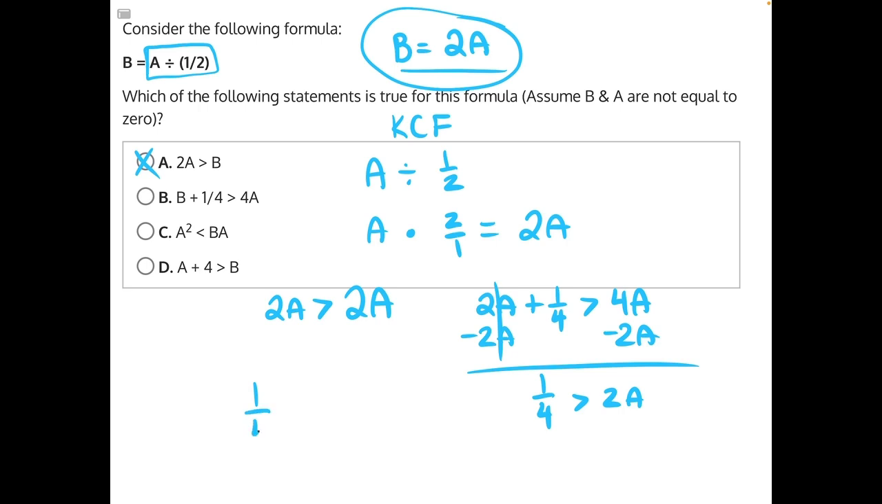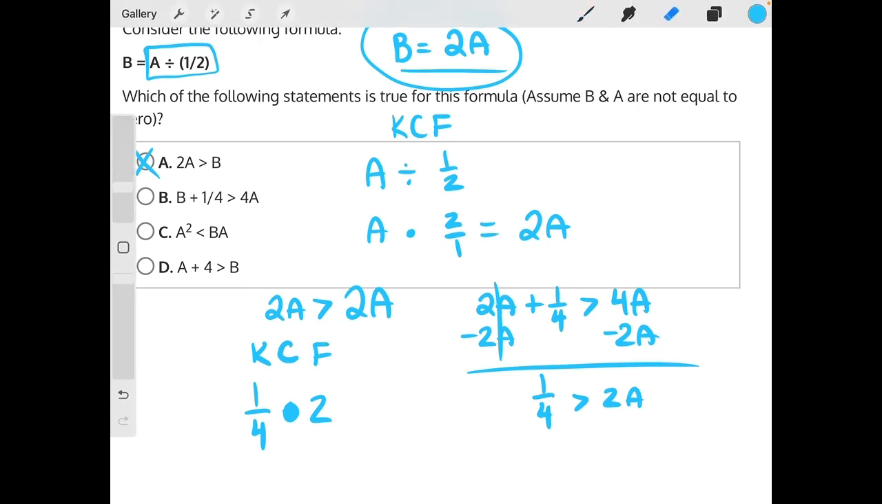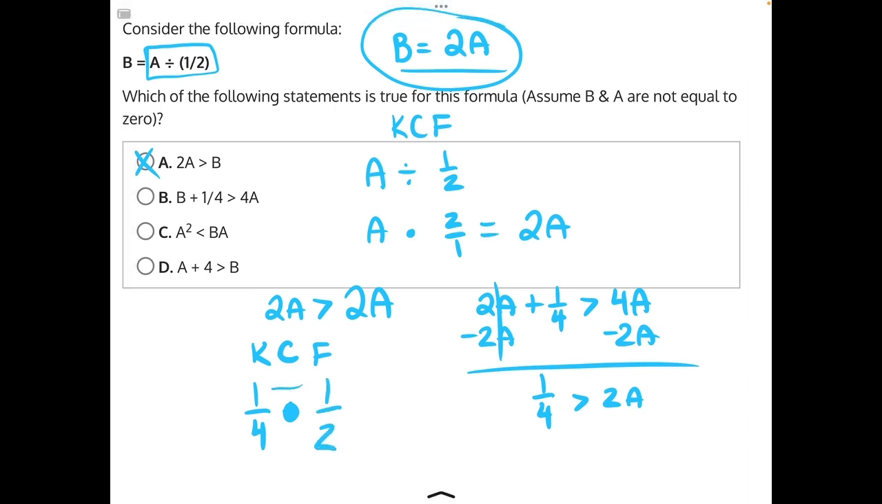Keep our first fraction. We're originally dividing by 2, so we're going to change that to multiplication and then flip our 2 to a fraction. So instead of 2, we'd have 1/2. Now, we multiply our numerators and get 1. We multiply our denominators and get 8. So we will have 1/8 is greater than a.